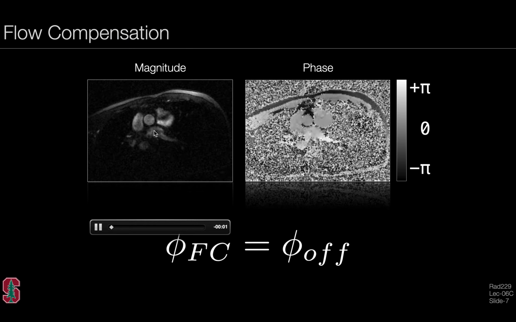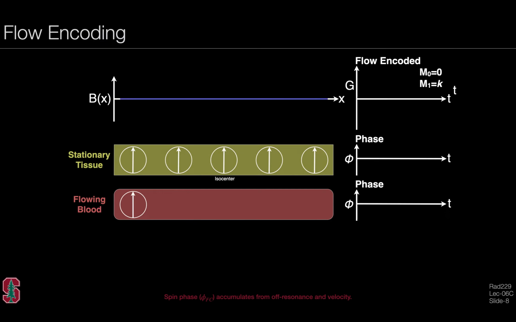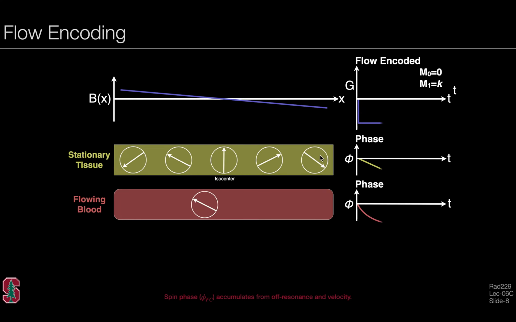Let's talk more about flow encoding. So in the case of flow encoding, we're going to use a different gradient waveform. Here we're going to use a simple, what we call bipolar gradient waveform. So we'll have an area of negative A followed by an area of A. And so we begin, much as we did with the first part of the flow compensated gradient waveform experiment. We turn on a magnetic field gradient, and that imparts phase on the spins as a function of their position.